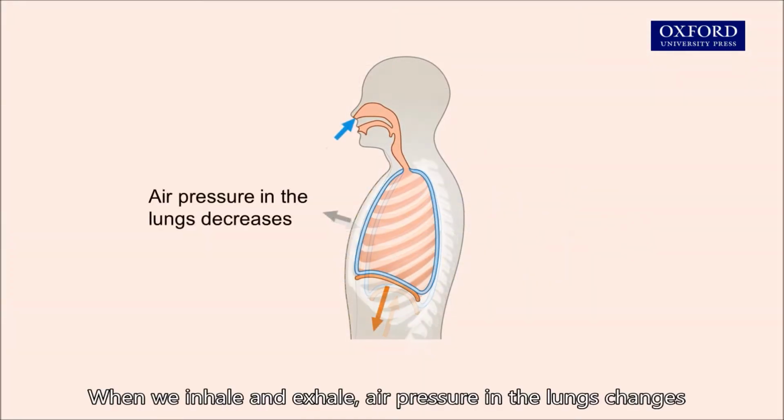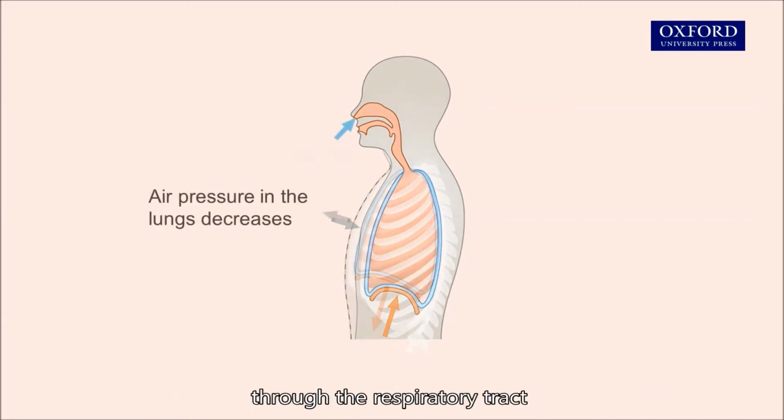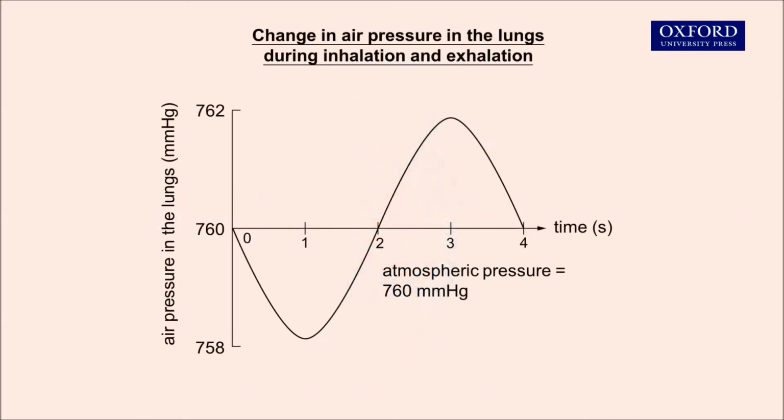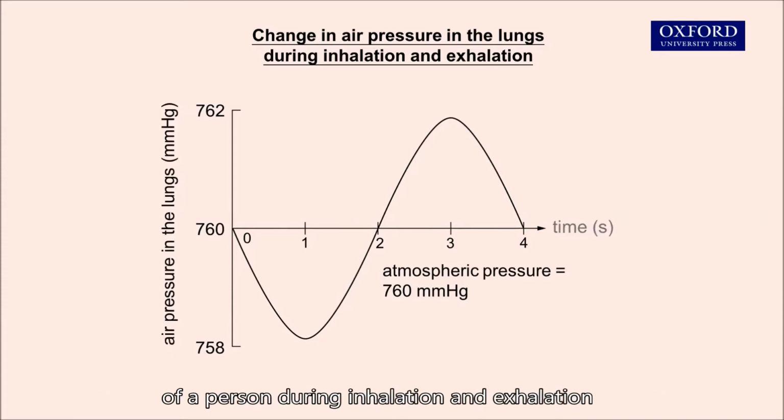When we inhale and exhale, air pressure in the lungs changes, bringing air into the lungs and forcing air out of the lungs through the respiratory tract. The graph here shows the changes in air pressure in the lungs of a person during inhalation and exhalation. Let's see what we can interpret from this graph.